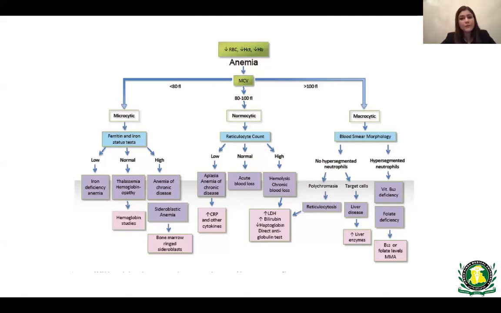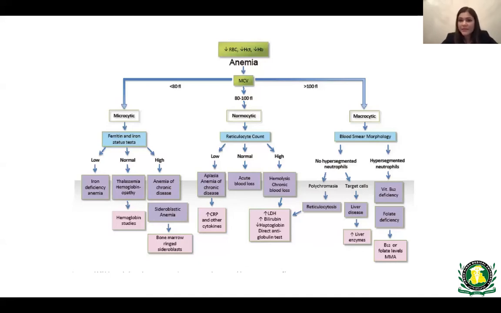If it's normal, then we have our answer: it's acute blood loss, right? And high: hemolysis, intrinsic, extrinsic, chronic blood loss, and that's when you would do the hemolytic workup. The key hemolytic workup includes LDH levels. That's your inflammatory markers. Indirect bilirubin to be precise, and that would be elevated. Low haptoglobin, because that's the binding protein that becomes low if you have a hemolytic process going on.